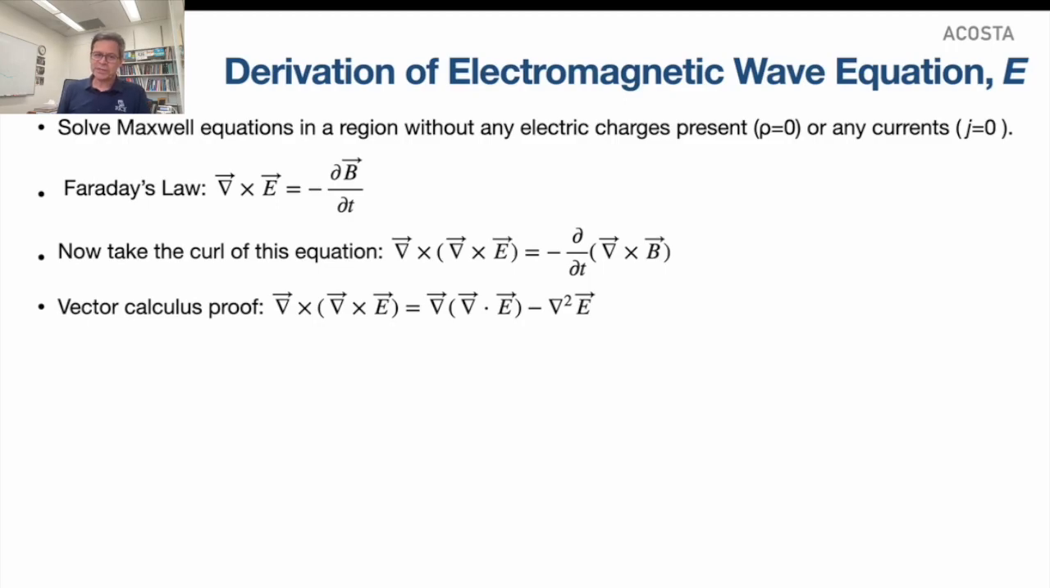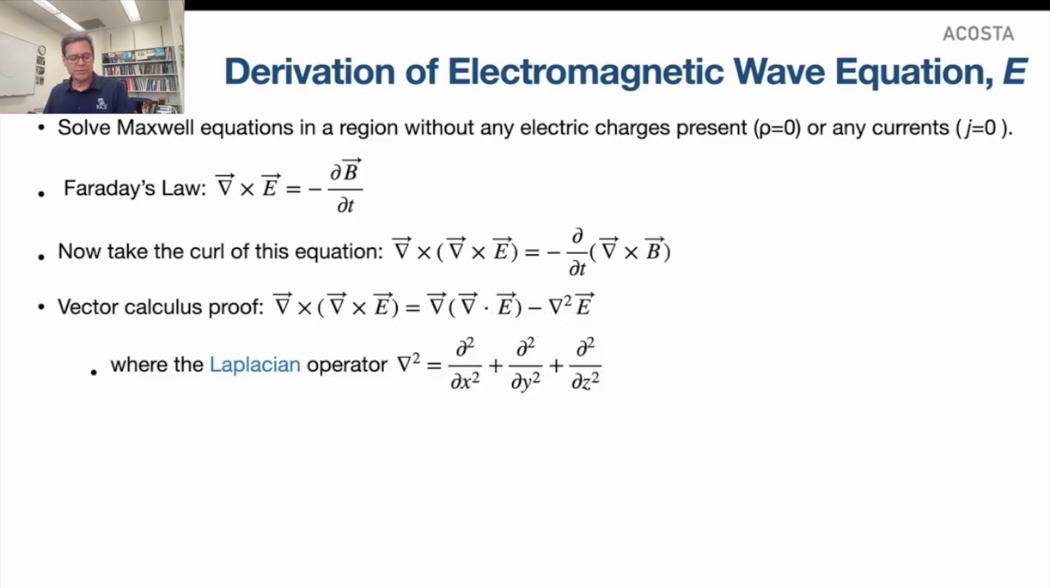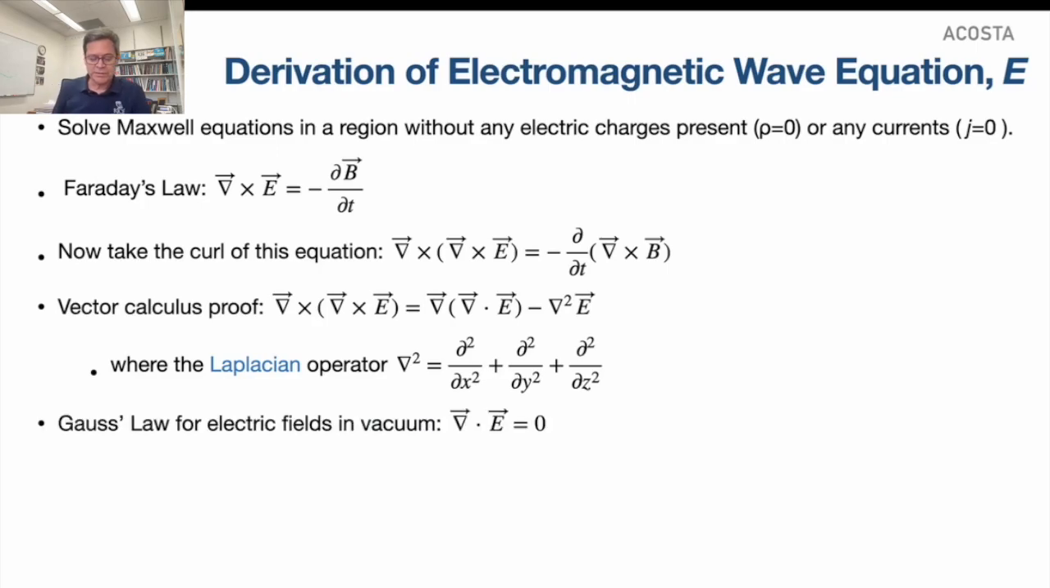We're going to use the same vector calculus proof as in the previous derivation. The curl of E can be written as the gradient of the divergence of E minus the Laplacian of the electric field E. Again, this is the Laplacian operator, at least in xyz or rectangular coordinates. And since we're going to work where there are no electric charges present, just like for the magnetic field, the divergence of E is also 0. So that term goes to 0.